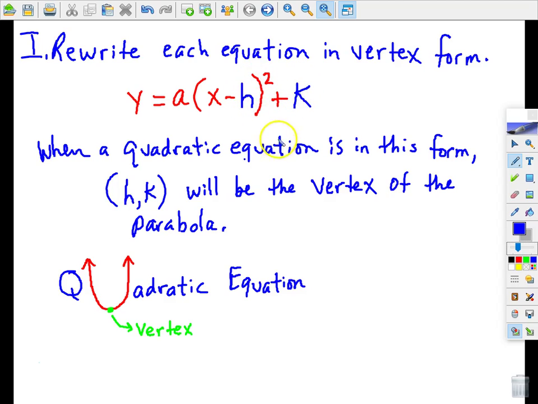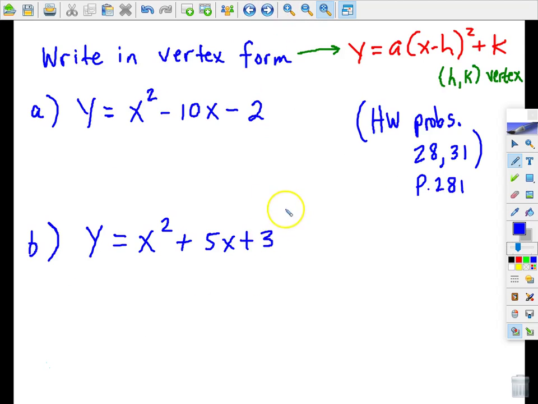In certain cases, it's easy enough to change a standard form function into vertex form, and I want to show you that process with this video. In case you forgot, this is what vertex form looks like, and in this form, the numbers in place of h and k represent the vertex of the parabola. Let me go through some examples for homework. You're doing these two problems on page 281, and these two examples match up pretty closely with those.